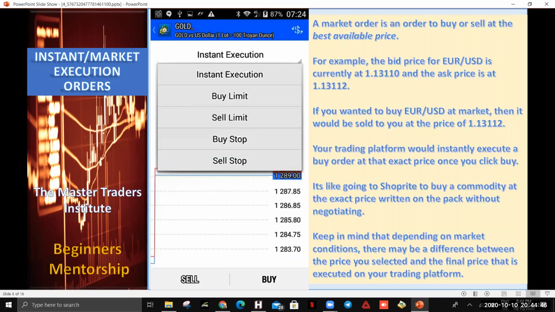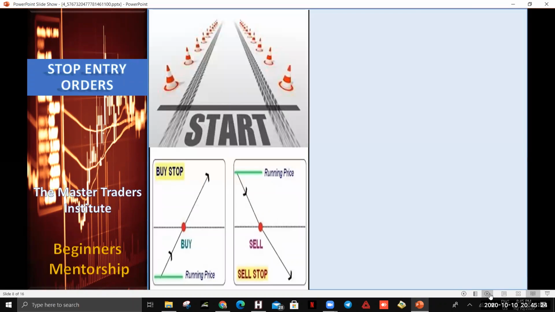This is when you are doing a limit order because the prices are already there. Keep that in mind on market condition. There may be a difference between the prices you selected and the final price that is executed on your trading platform. So the difference between instant execution and every other price order is this. If I call a trade and everybody on this call enters, we're going to enter at different prices. But if I call a trade and give you a buy limit order, sell limit order, buy stop order, or sell stop order, as soon as the price triggers, it's going to trigger everybody at the same price we're buying any currency at that particular moment.